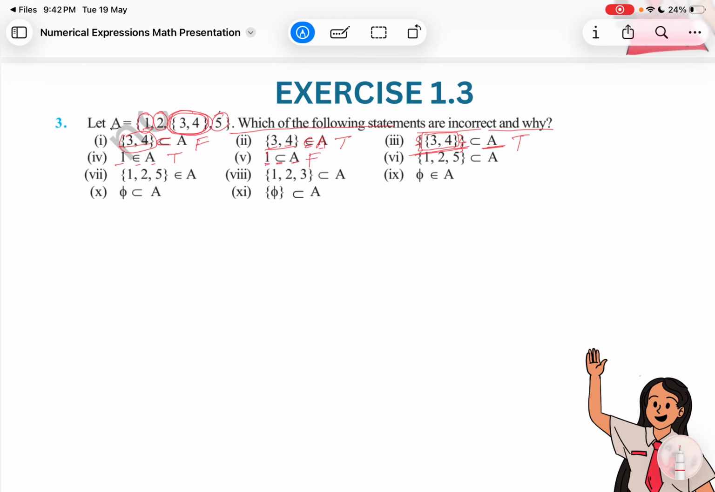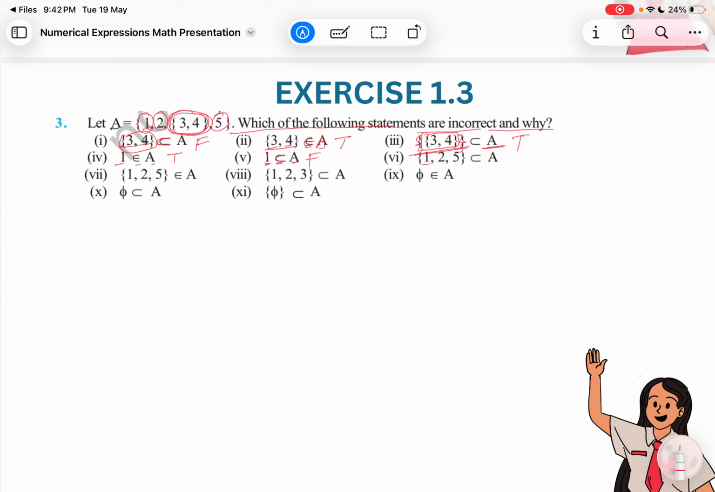Now 1 is a subset of A. This is false because 1 is an element, and if we have an element, how can we check whether it is a subset or not, right? If you want to check whether something is a subset, it should be a set.